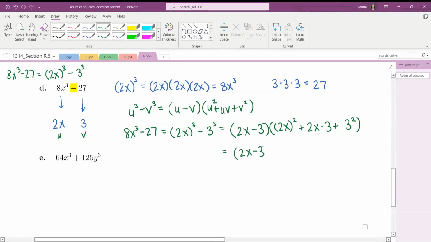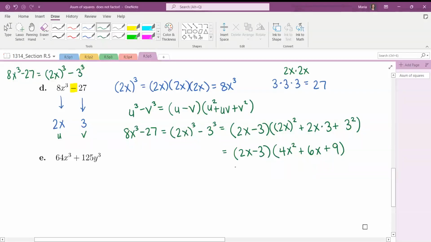So this is going to be 2x minus 3, and then for the other factor, we have to square 2x. You have to square everything in the parentheses. Remember, you're doing 2x times itself. So 2 times 2 is 4. X times x is x squared. And then we're going to have plus 6x plus 9. So that is how that particular thing breaks down.